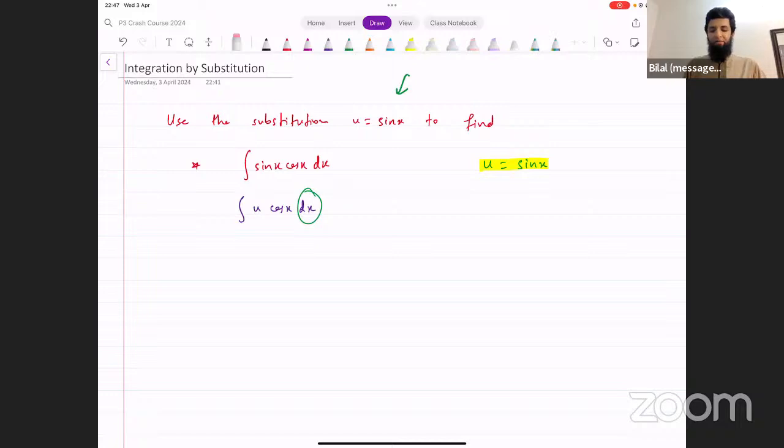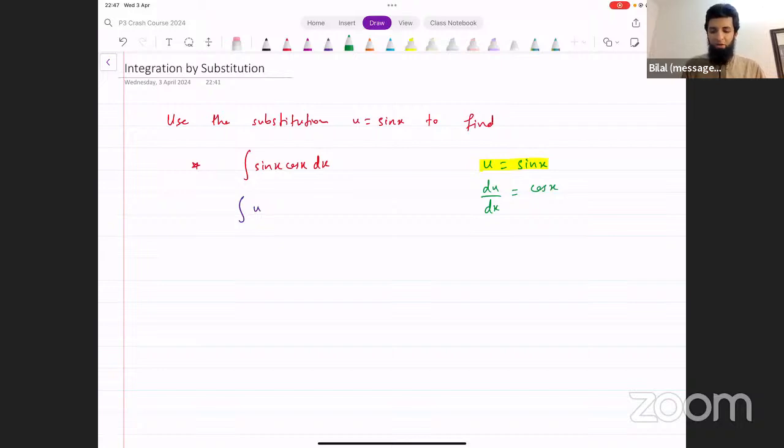Now for that, whenever you have to do substitution, along with using the substitution that they've given, u equals sine x, you have to do one more thing. And that is you have to differentiate the substitution that they've given. So it's u equals sine x. What you're going to do is find du over dx. So if u equals sine x, what's the derivative of u with respect to x? Du over dx. The derivative of sine is cos, so it becomes cos of x.